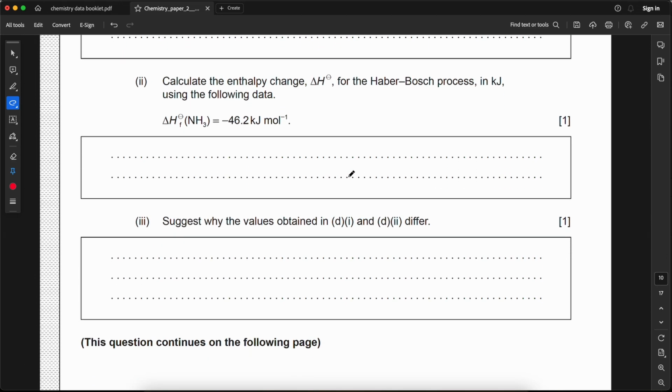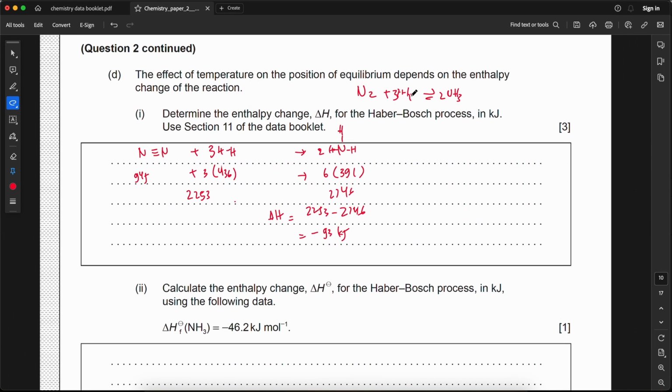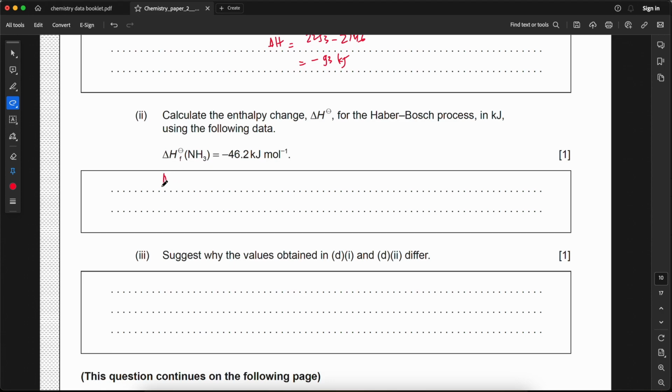Calculate the enthalpy change for the Haber process in kilojoules using the following data. Okay, so because N2 and H2 are in their standard states, the enthalpy of formation for these two is 0, but not for NH3. So delta Hf is products minus reactants. We have only products because for the reactants both are 0. So 2 times negative 46.2, you get negative 92.4 kilojoules per mole.